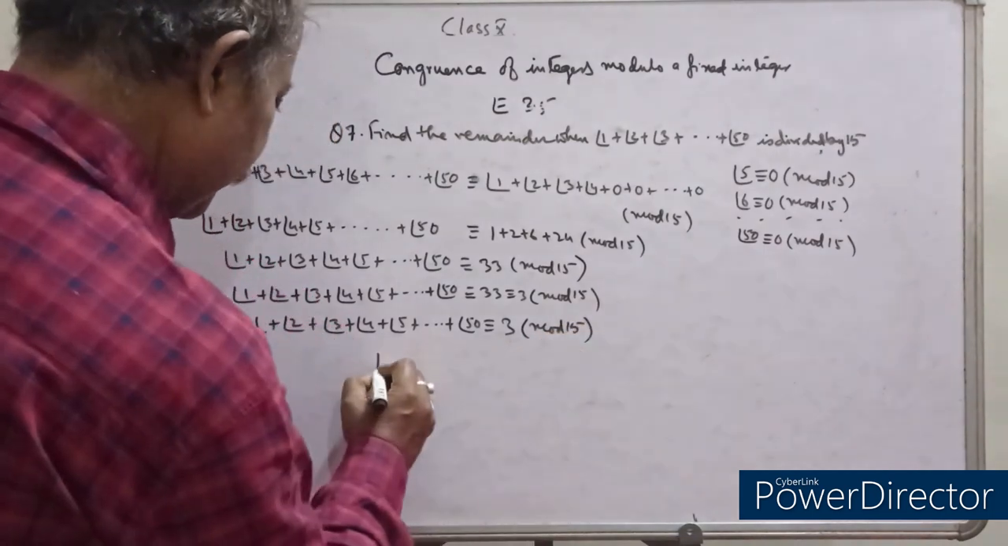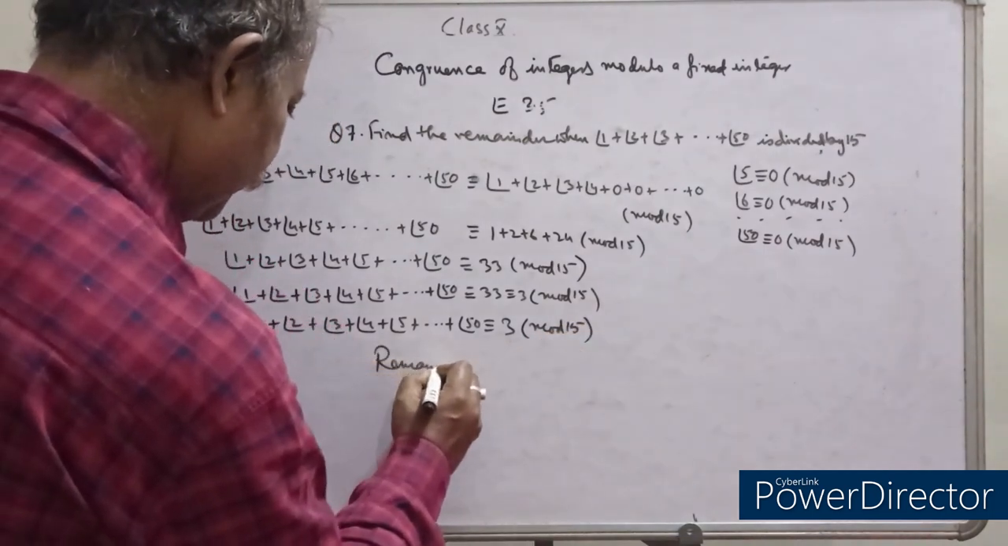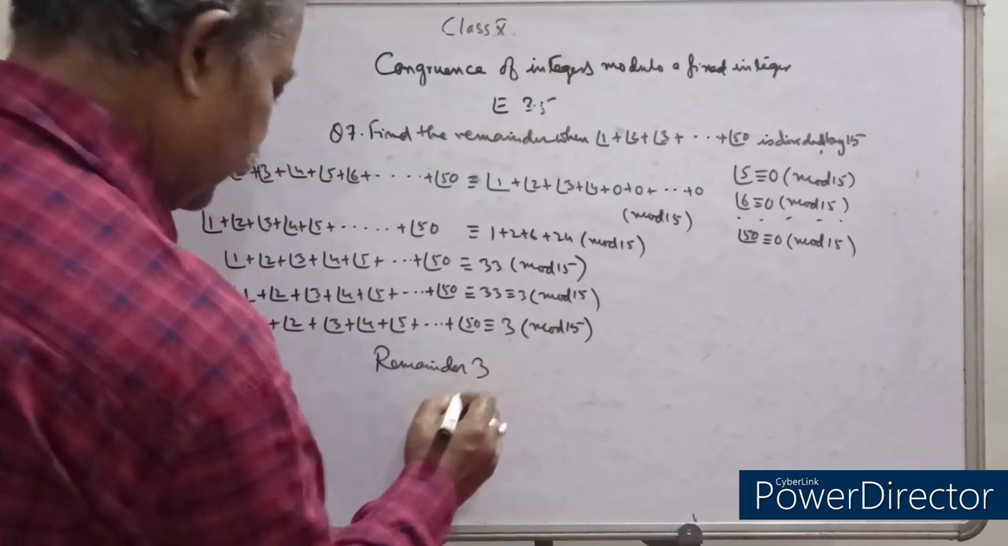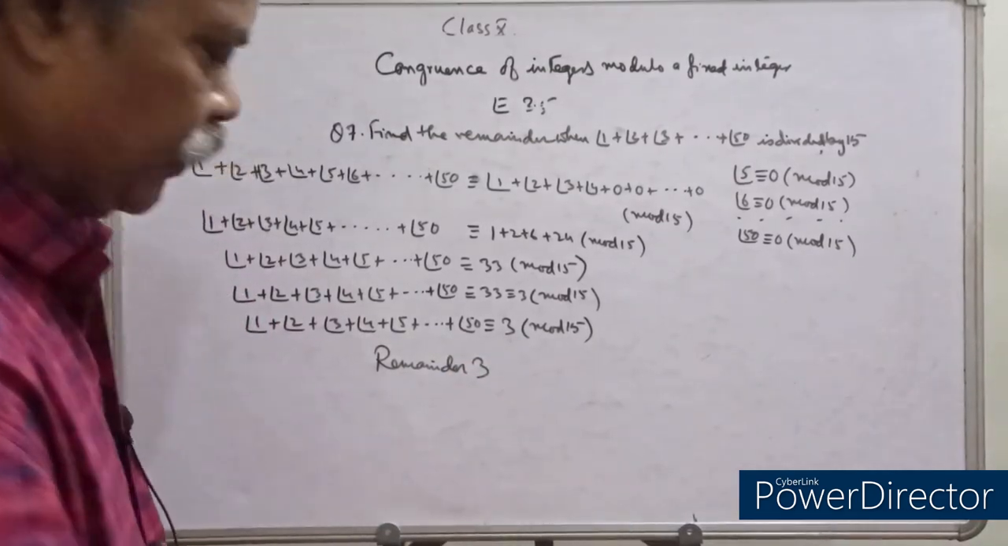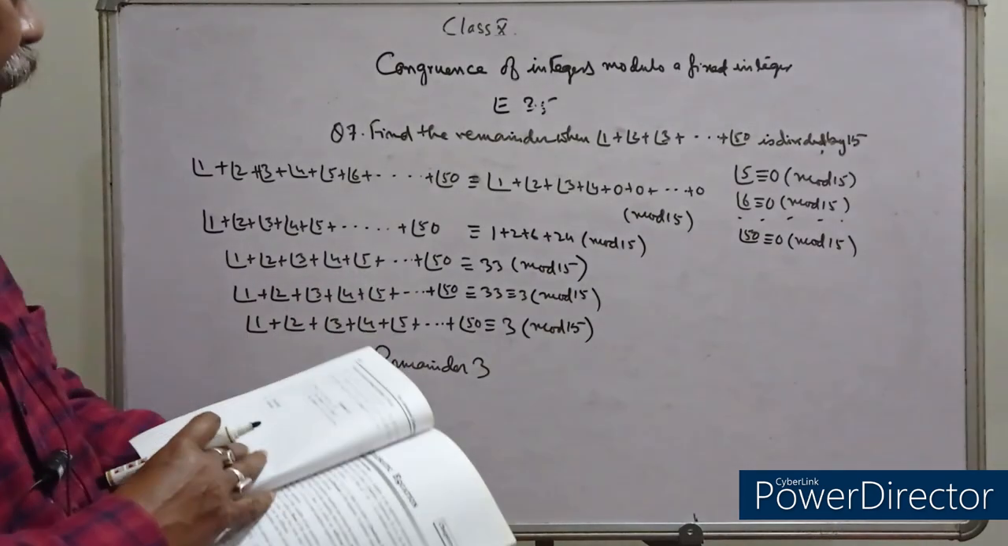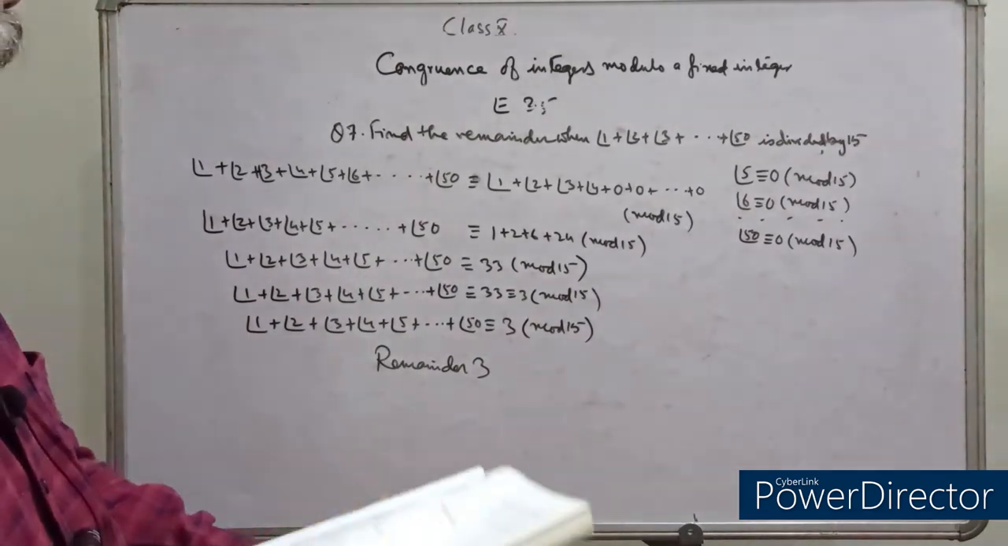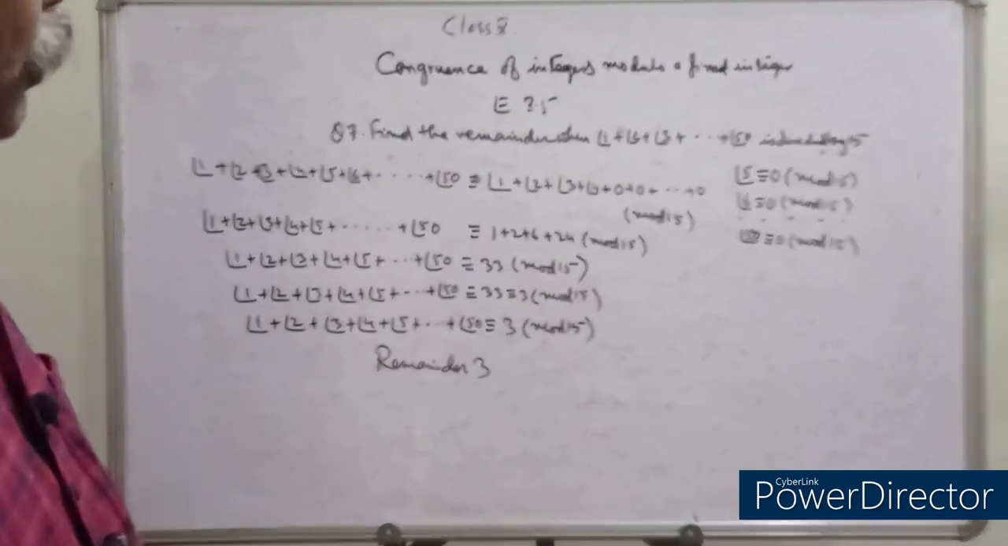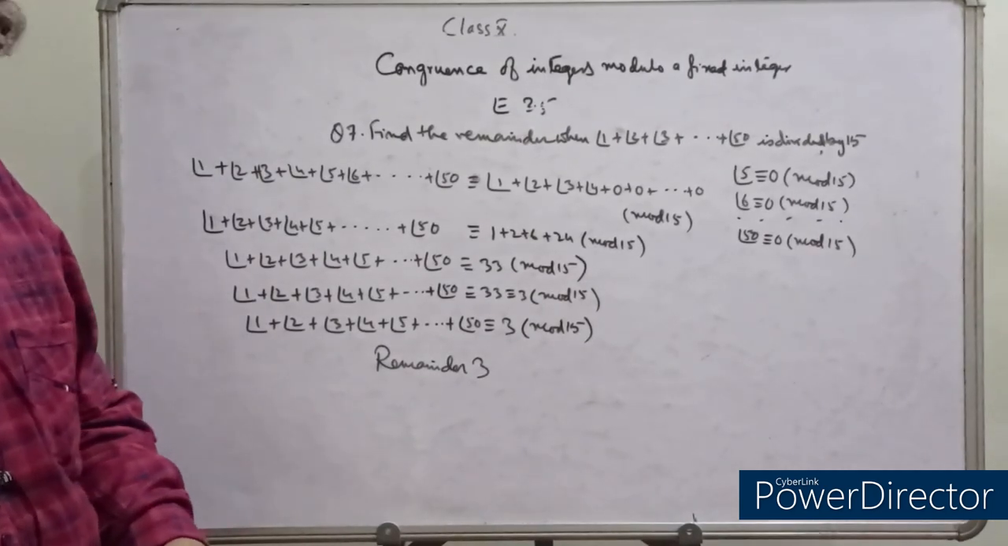So your remainder is 3. Let me check the answer. Question number 7, remainder 3. So this is all about congruency of integers modulo a fixed integer.